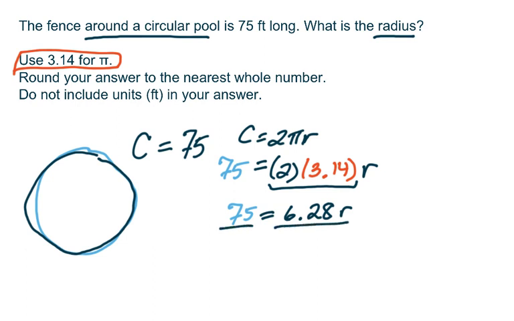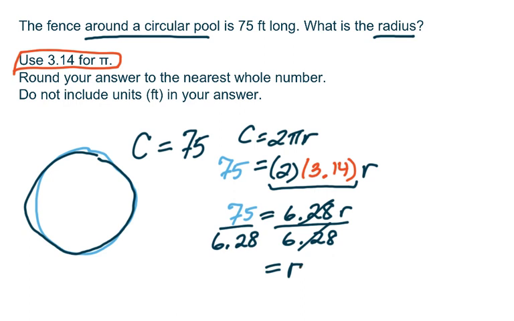I will divide both sides by 6.28. I'm doing that on both sides so it stays in balance. When I divide 6.28 by 6.28, it gives me a coefficient of 1. So now I have 1r. That's what I was hoping for.